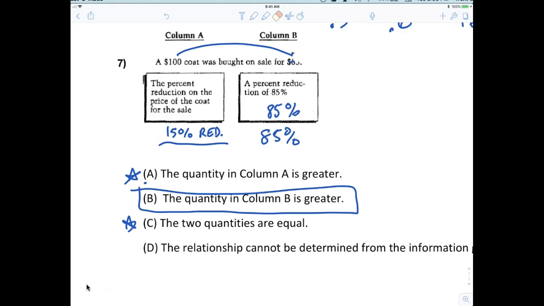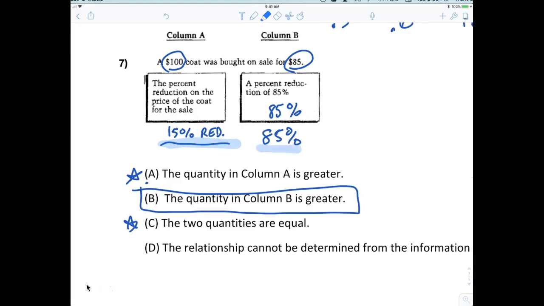Leighton, I went from $100 to $85. What percent reduction is that? 15%. That's correct. Diesel, are you okay with that being a 15% reduction? Yes, that makes sense. This over here is a what? 85% reduction. So I'm comparing. Oh, I get it. 85% is bigger than what? 15%. Therefore, quantity B is bigger than A. Everybody good with that now? All right.